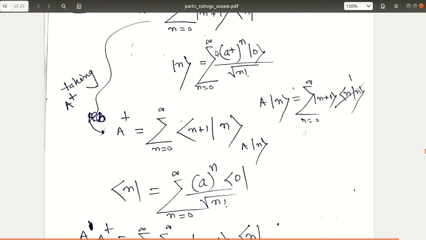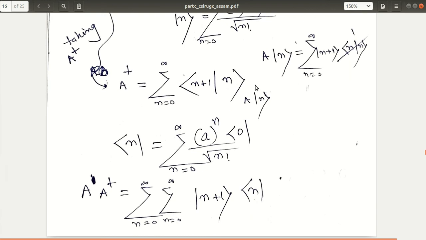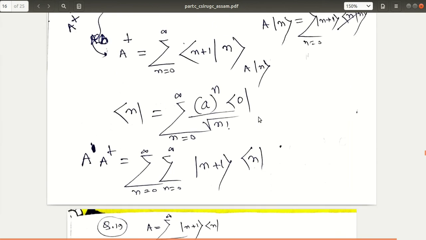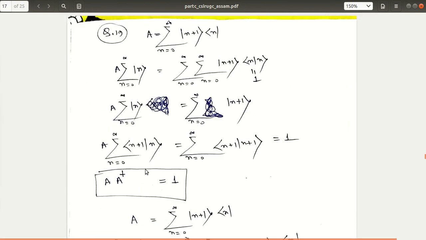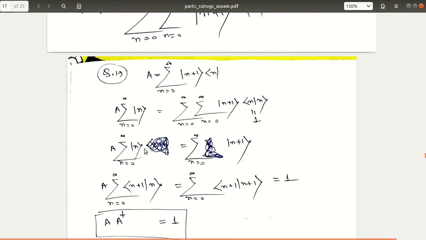So |n⟩ is the sum over n from 0 to infinity of (a†)^n acting on |0⟩ over root n factorial. If you take this bracket product, it will become ⟨n+1|n+1⟩ and so on, and then if you multiply a from this side, so a dagger... okay, sorry, let me start again for this problem.